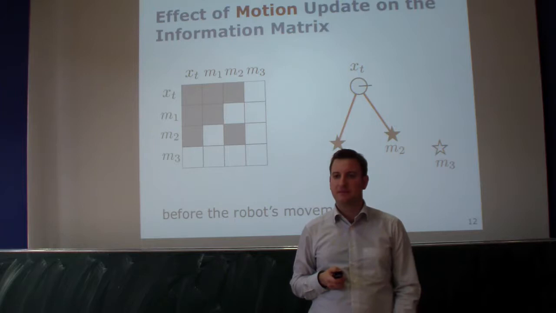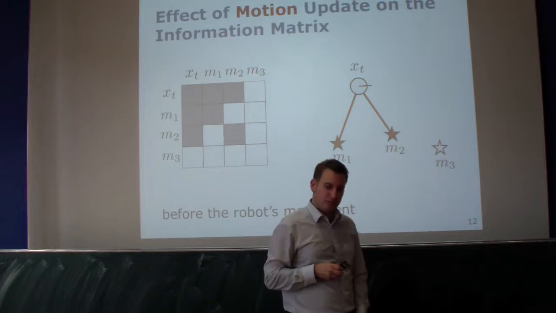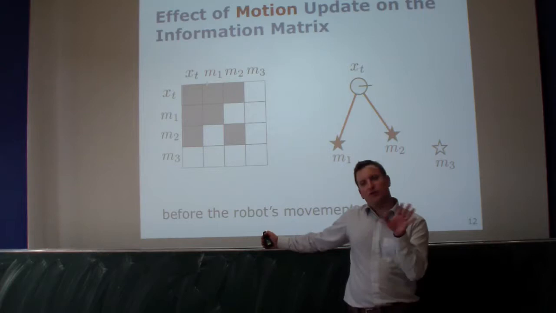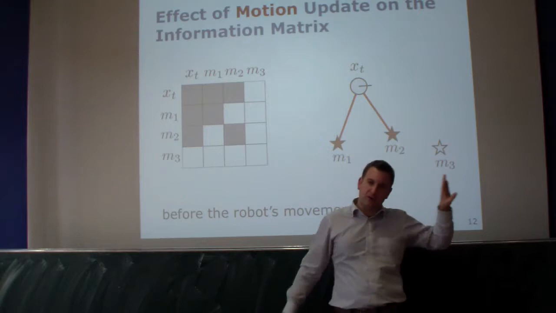There will be a new observation and maybe reduced uncertainty about the position of landmark one. So we are not talking about the observation yet. We are in the motion step. The observation step we already had. It means we are adding values to this information matrix. What about the motion update?